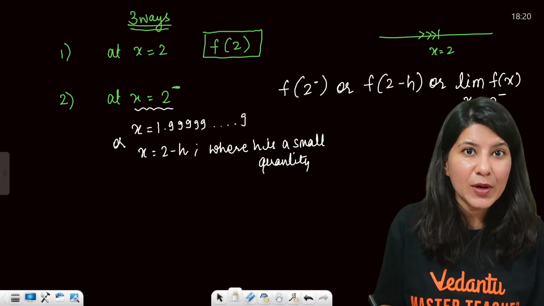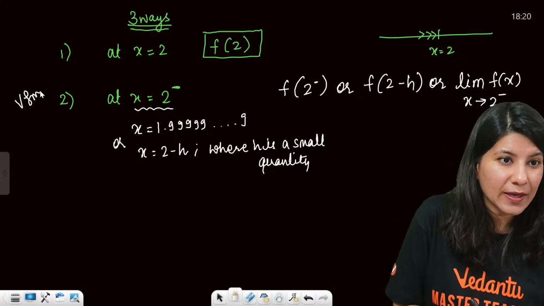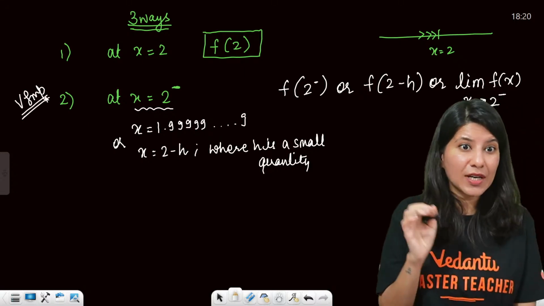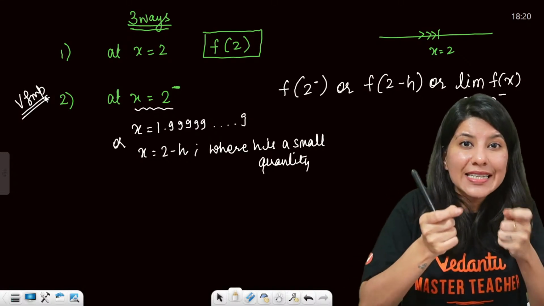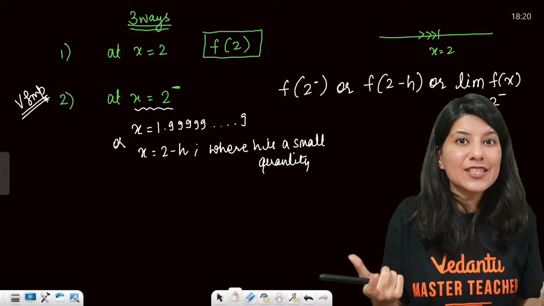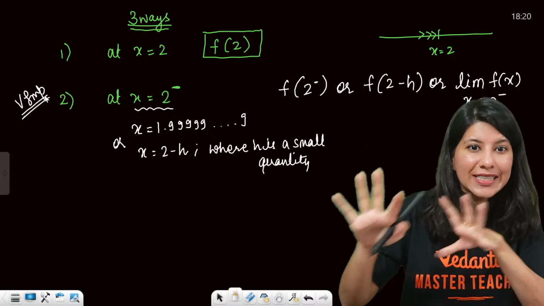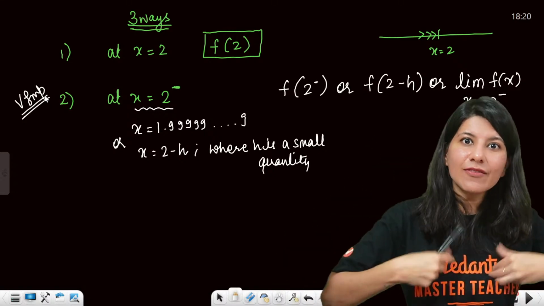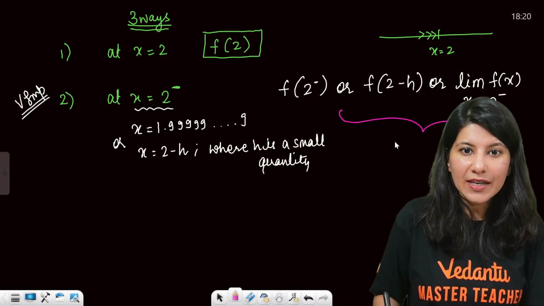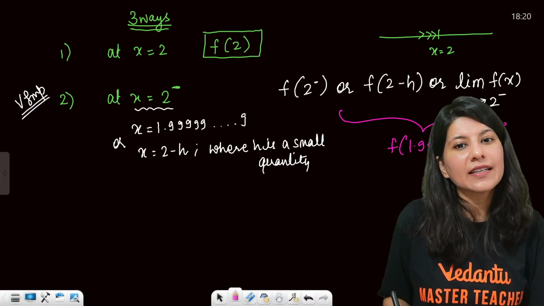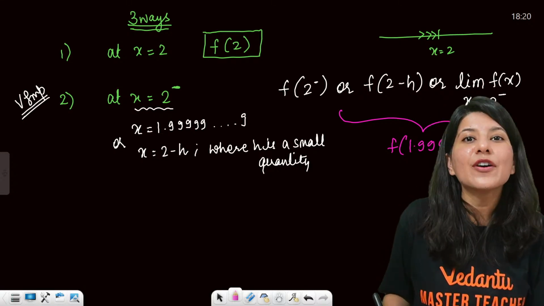Are you getting my point? This is very important, something you should understand. Basically what I am trying to teach you is the representation. Overall, all these things are indicating the value of the function. So this is nothing but f of 1.999. This is just the way of writing.